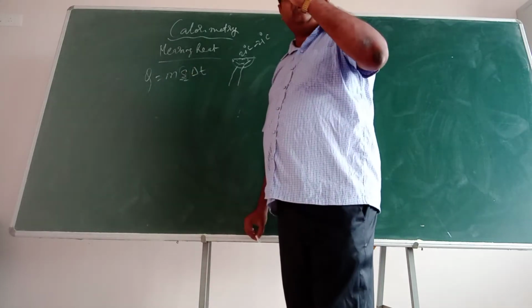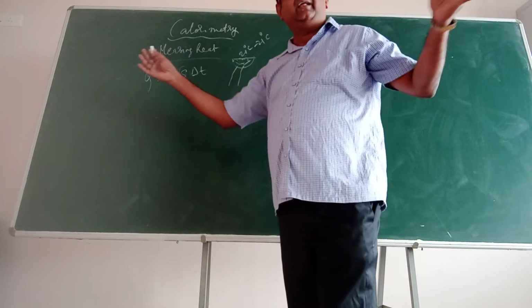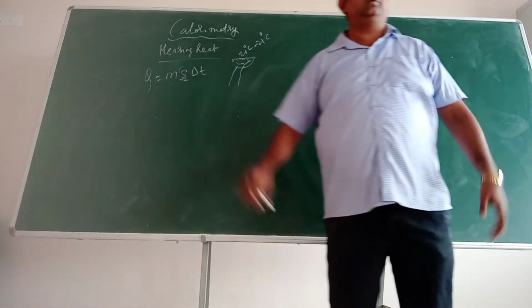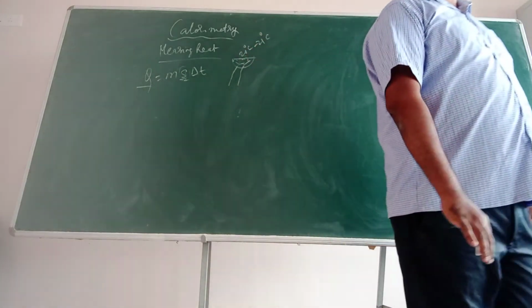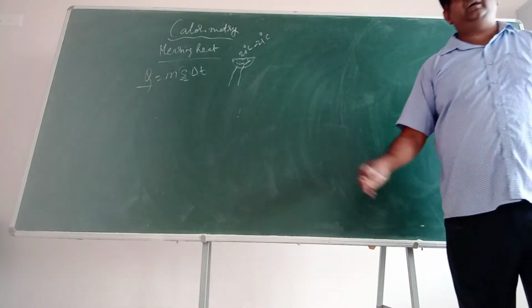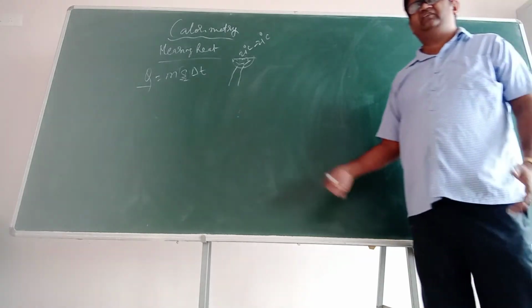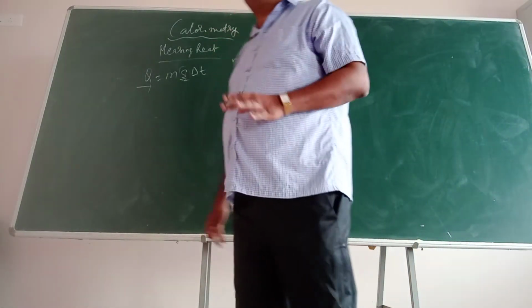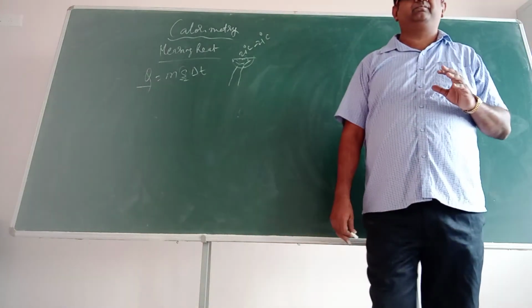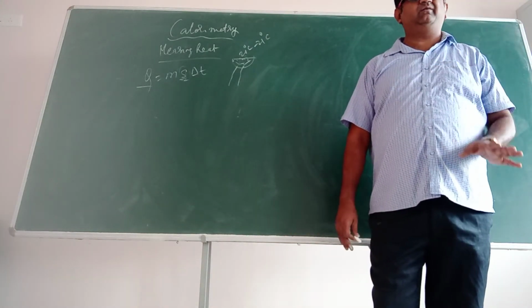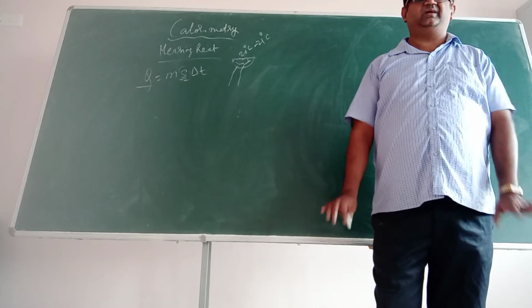Now this is for 1 degree rise, so for a rise of delta T, it is m s delta T. Clear? So this is the total amount of heat required. This is the basic equation. Every substance will have its own specific heat. Water will have its own specific heat, aluminum will have, an iron piece will have, wax will have. Every object will have its own specific heat.